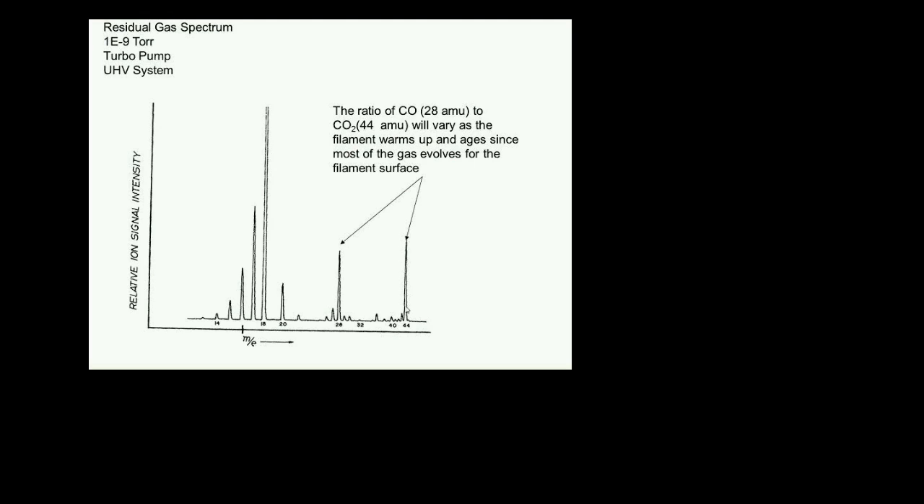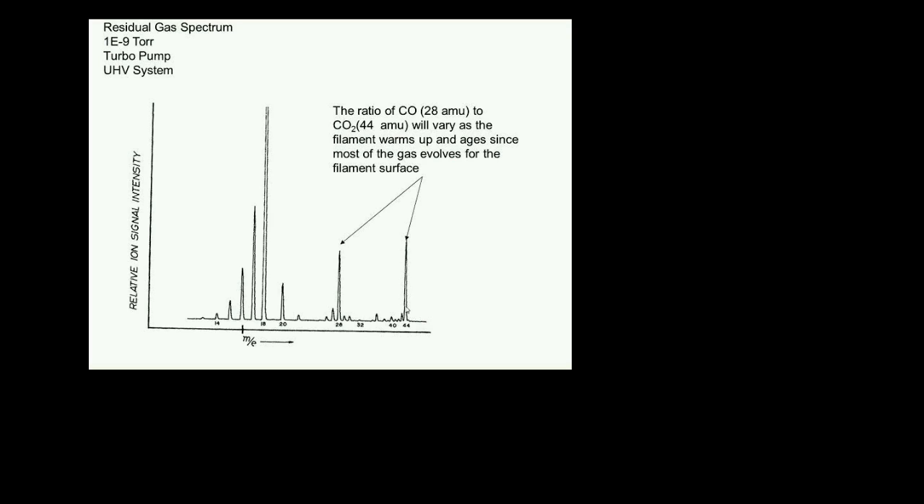What you got to realize is that the ratio of carbon monoxide and carbon dioxide will vary as time goes by, and also depending on the amount of water in your system. So in other words, if your filament ages, you're going to expect to see a change in the ratio of 44 to 28. So if you're going to rely on the background subtraction method, you're going to have to keep changing your background routinely.